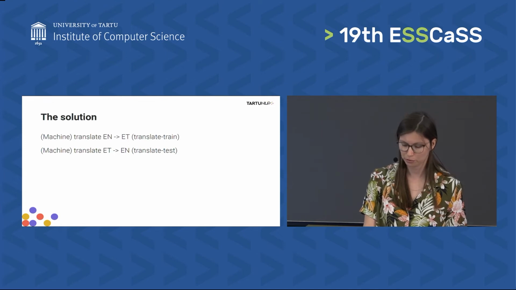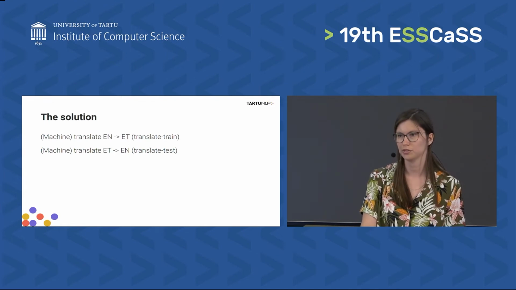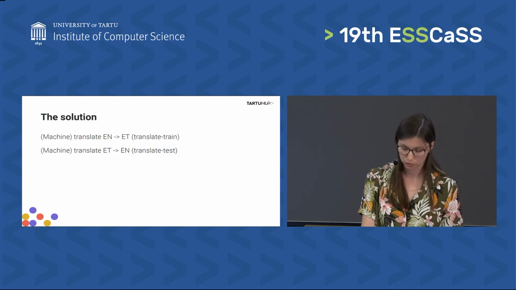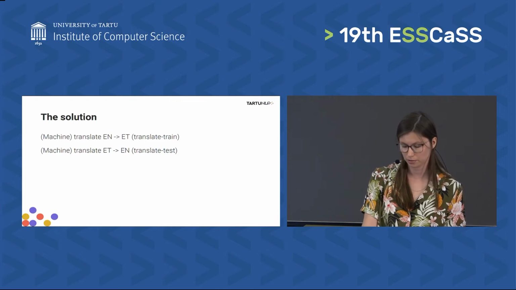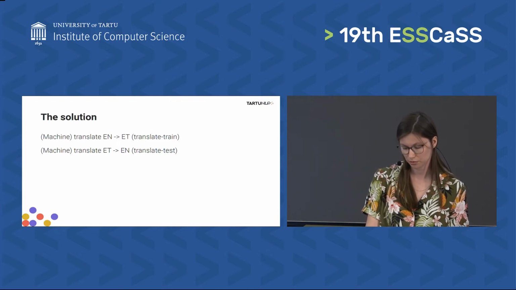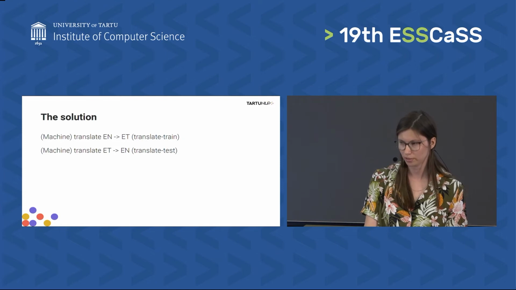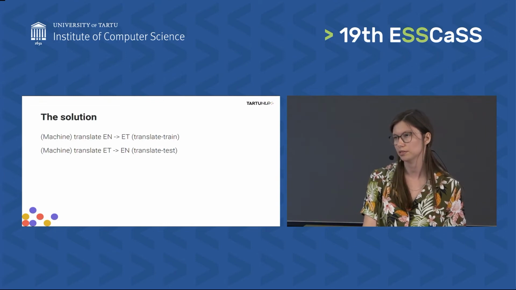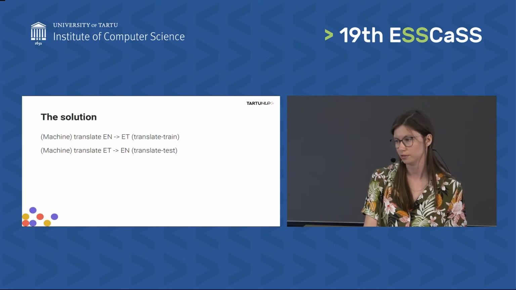The obvious way to do it is, of course, with machine translation, which means that you will either machine translate more data to Estonian to train your model on Estonian, or you could machine translate your Estonian data to English to train or reuse models trained on English. The first method is also sometimes called translate-train, while the other one is called translate-test.